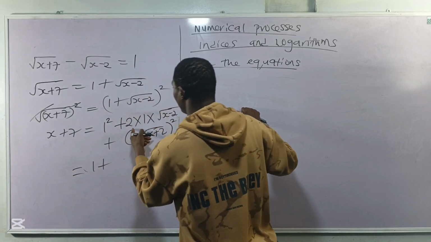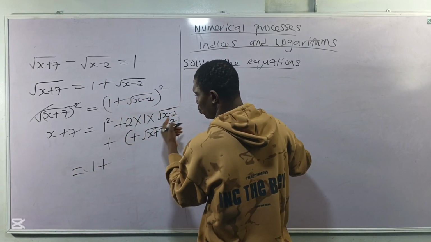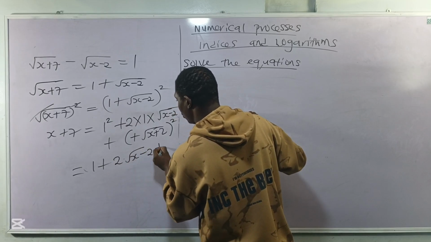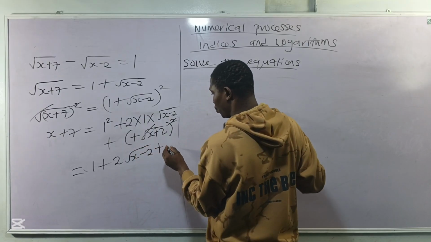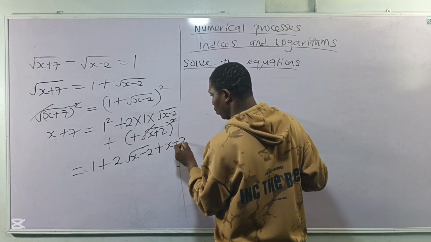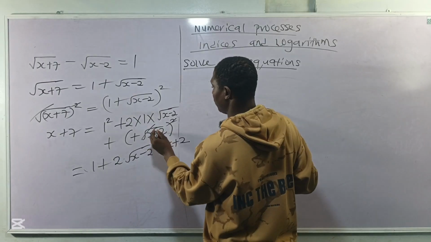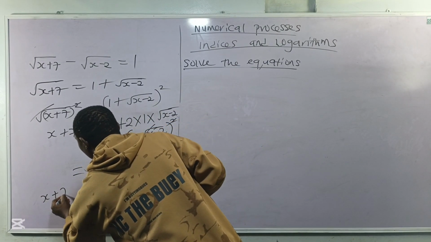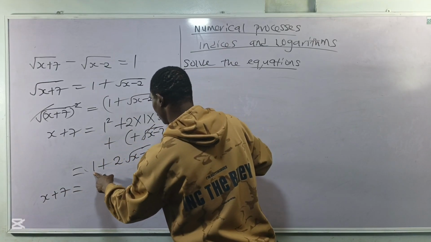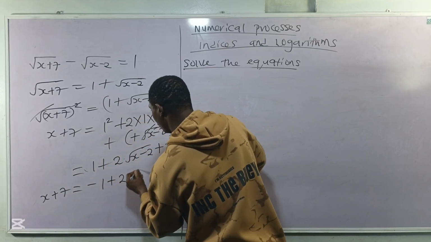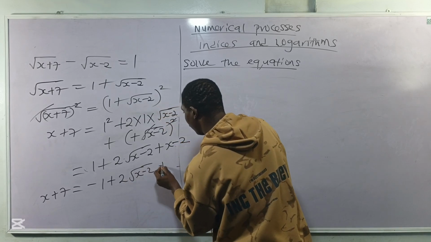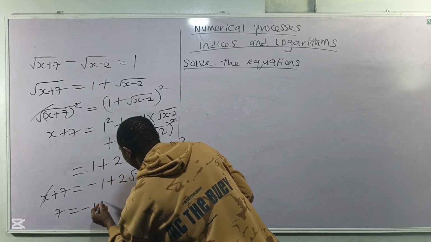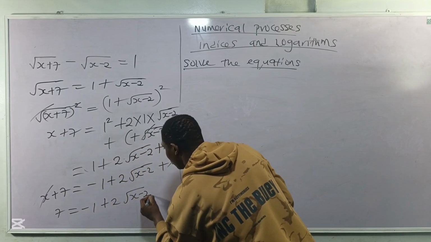Now this remains 2. 1 squared is 1, plus 2 times 1, 2. 2 times root x minus 2 will give you what? 2 root x minus what? 2. Plus square will cancel square root, or have what? Plus what? x plus what? 2. x minus 2 rather. And I have x plus 7 to be equals to 1 minus 2 will give me minus 1. Or I have plus 2 root x minus 2 plus what? x. Where this x can cancel this x, I will therefore have 7 to be equals to minus 1 plus 2 root x minus 2.